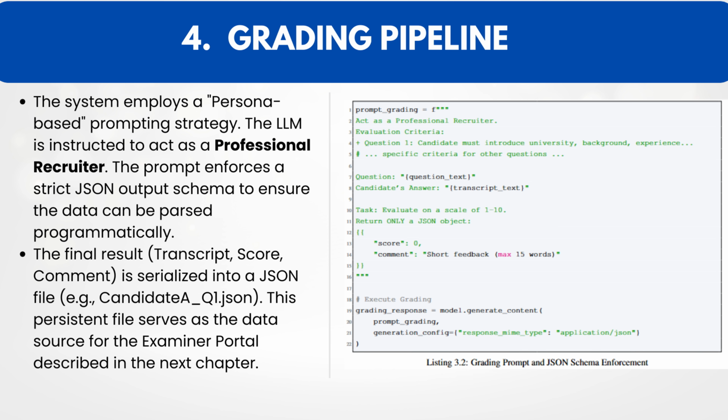For example, introduction, structure, logic, fluency. Most importantly, we enforce a strict serialization output schema. The AI must return a structured serialized object with a numerical score and a text comment. This ensures our Python backend can programmatically parse the result. The final result, including transcript, score, and comment, is serialized into a file.